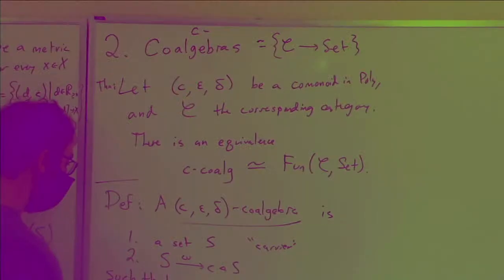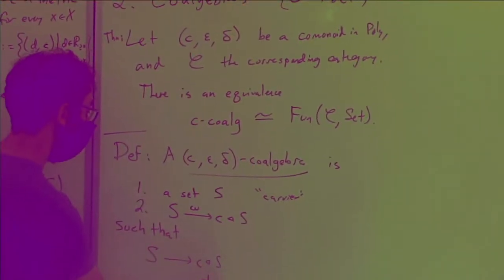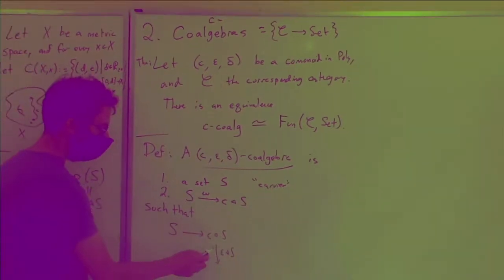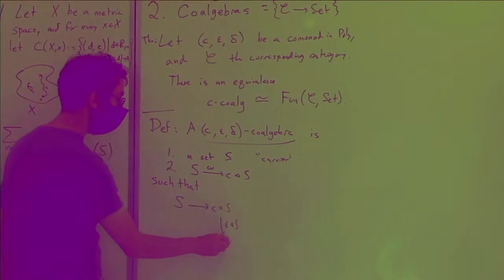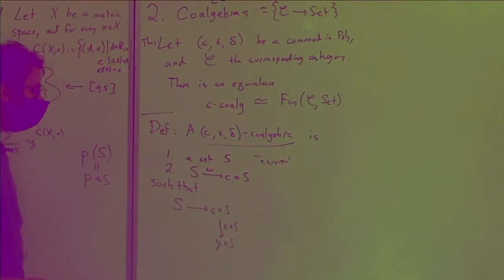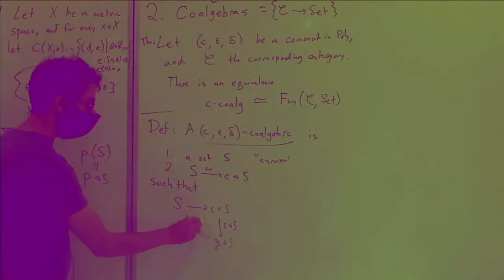But since C has this extra structure, we should ask that this map, omega, or whatever we call it, should also have some extra structure. And that is, we know how to go from S to C composed S, but we also know how to apply epsilon. And we can apply it to this factor and leave this factor alone, and we get Y composed S. And Y of S, or Y composed S, is just S. So these are the same, and we ask this to commute.